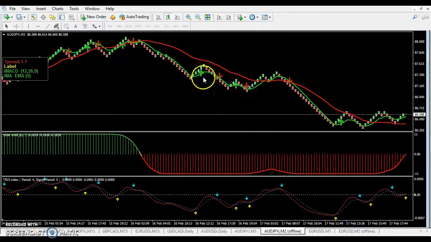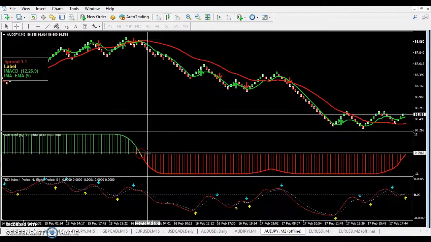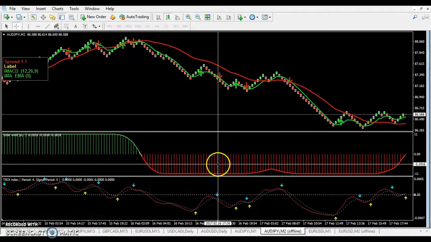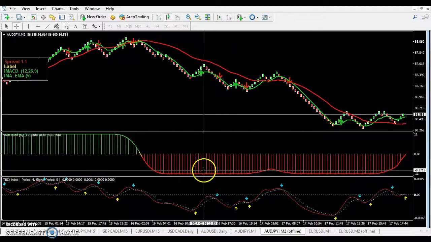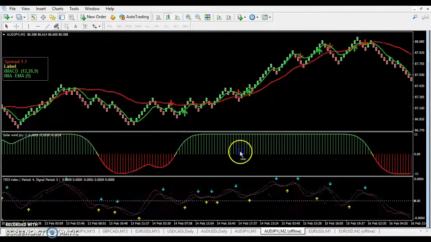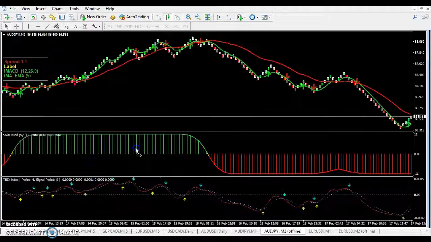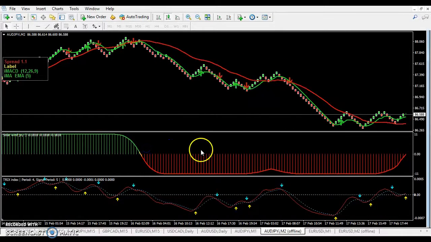Okay. Now these arrows here are just to kind of give you an indication of where to buy and where to sell. You know, they're kind of late. They lag a little bit, so don't rely on them too heavily. Like just for confirmation purposes only. Now this here is your solar wind joy. And what you're gonna do with this is when you got a solid color, whether it be red or green, it doesn't matter. That's the prominent direction that the market is going in.